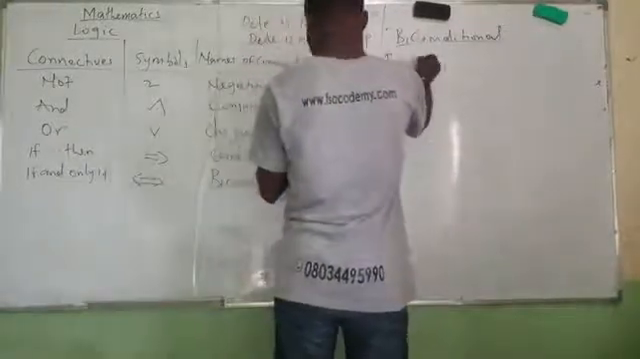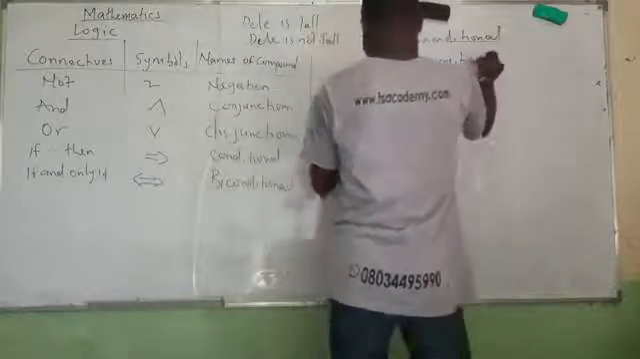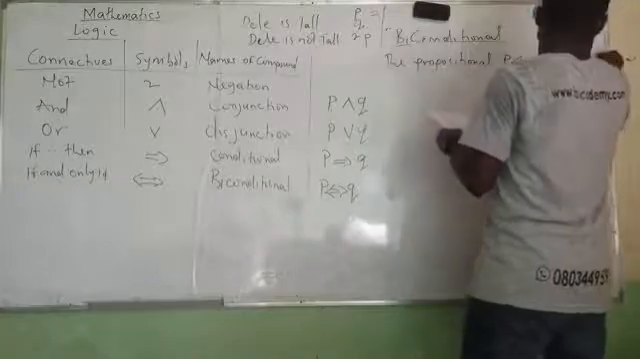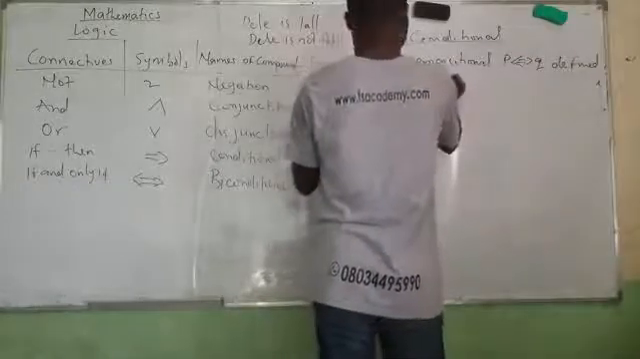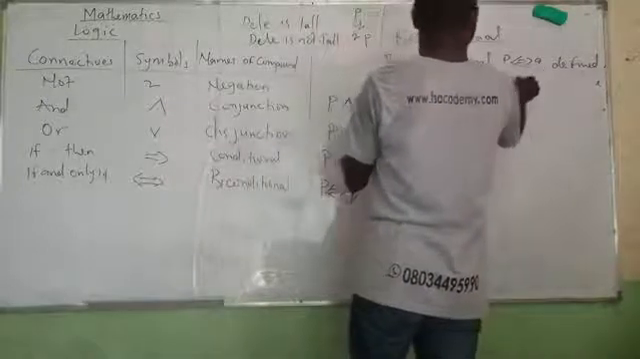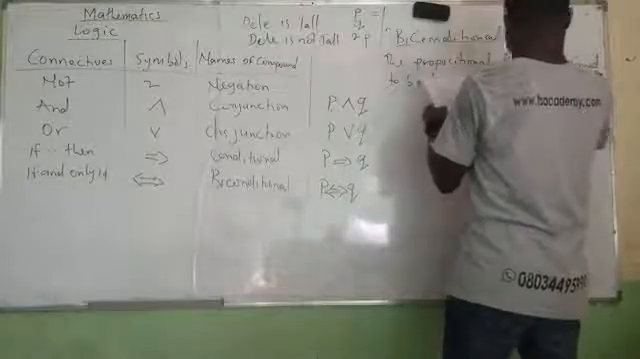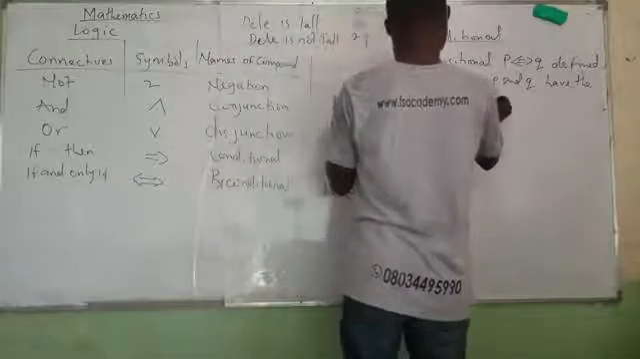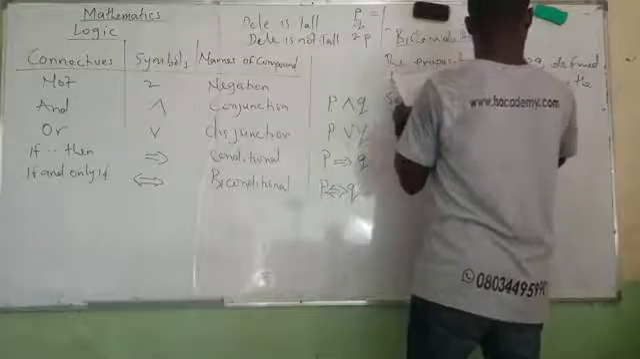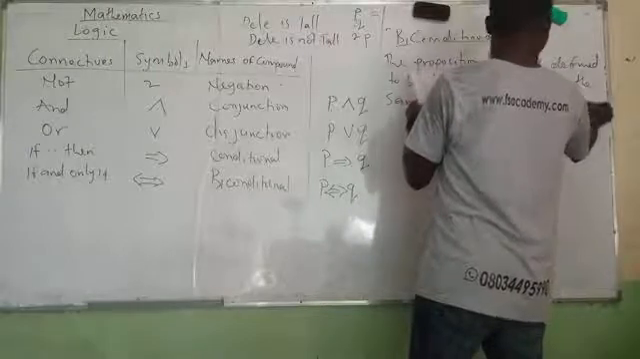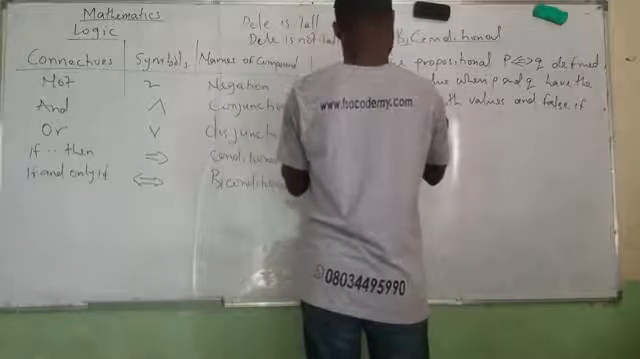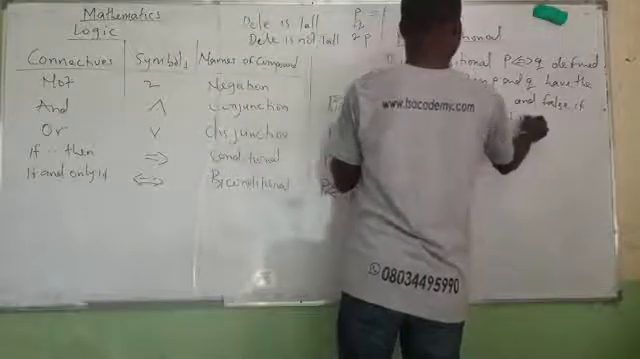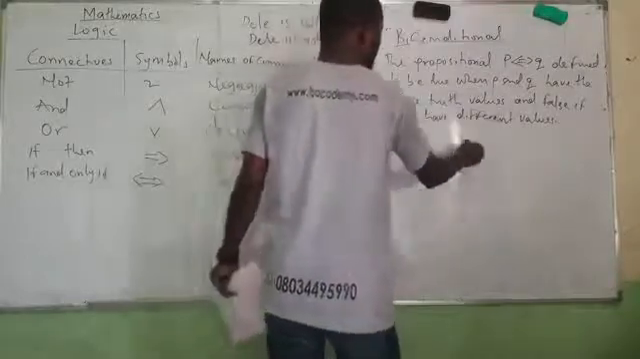Biconditional is just like that. Now, the propositional statement P if and only if Q is defined to be true when P and Q have the same truth value, and false if they have different values.